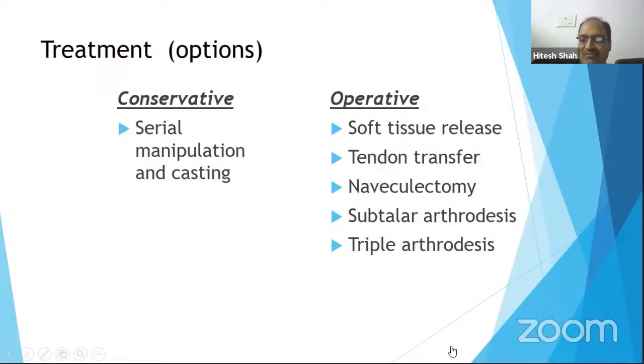So how is the result? Up to what time can you do serial manipulation and casting? Every single child with vertical talus? Yes, Sumit, it is for you.